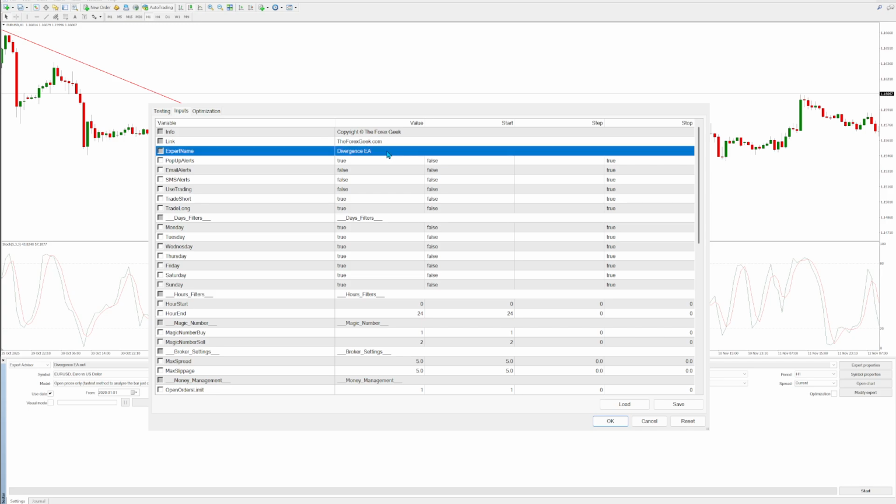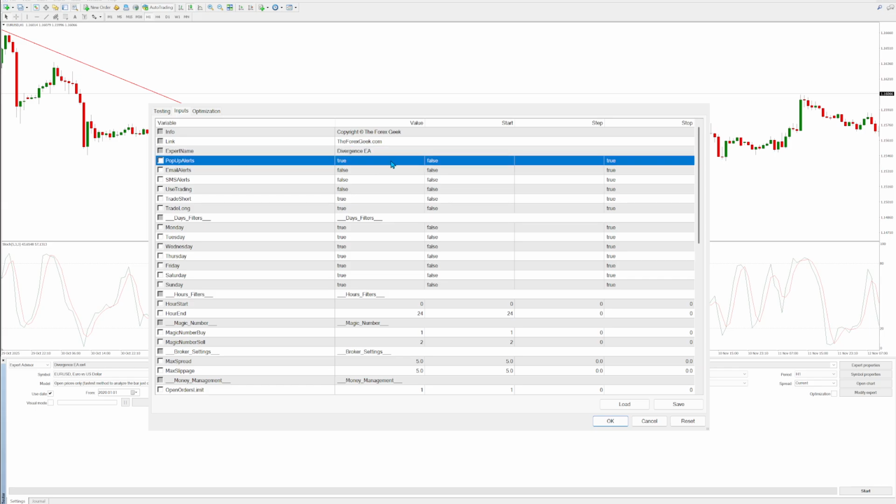So here's the expert name. You can change that to anything you like. This is what's displayed to your broker and in your account history. Pop-up alerts: if you set pop-up alerts to true, the EA can send you an alert, for example, buy signal on the Euro-Dollar 1 hour chart. This is handy if you want to perhaps simultaneously track multiple charts on your platform.